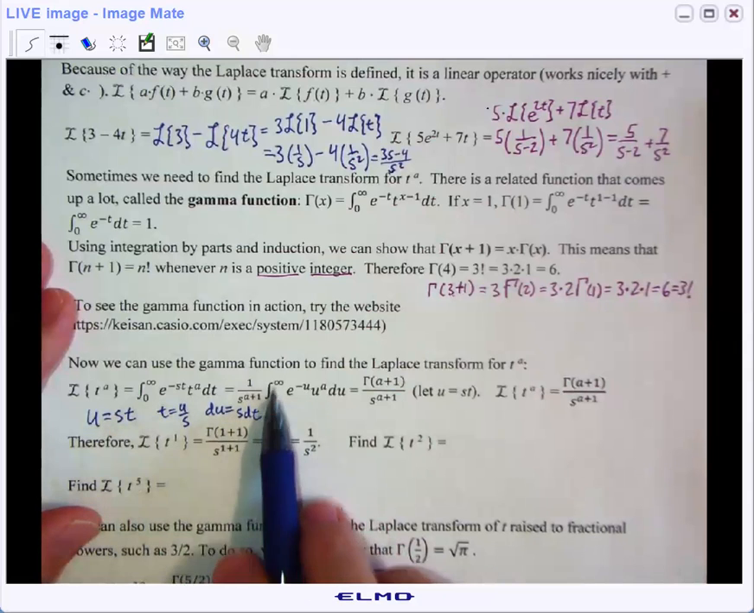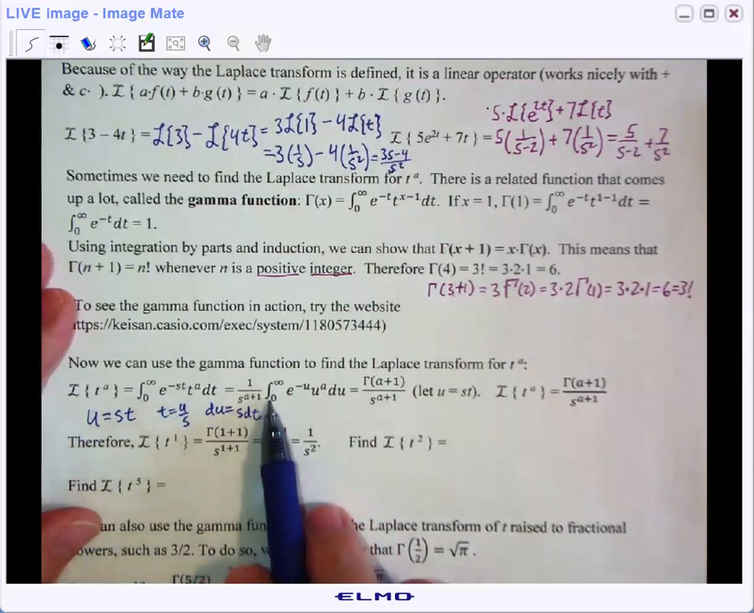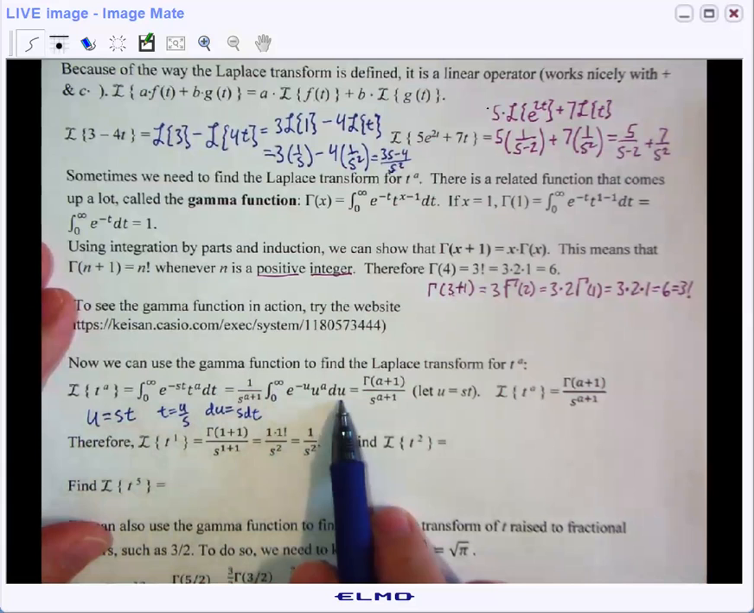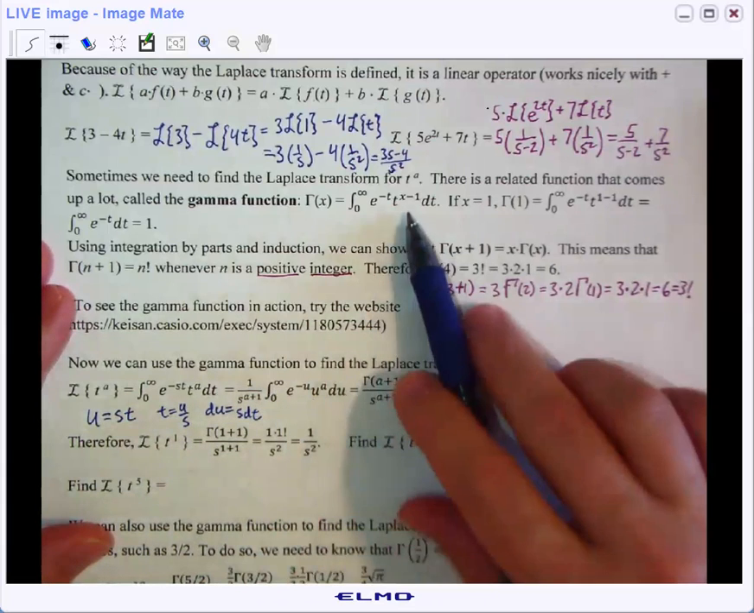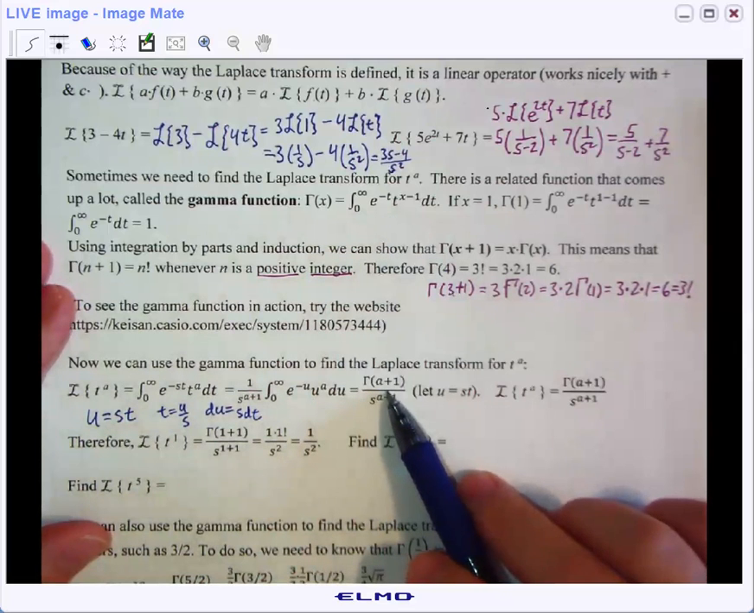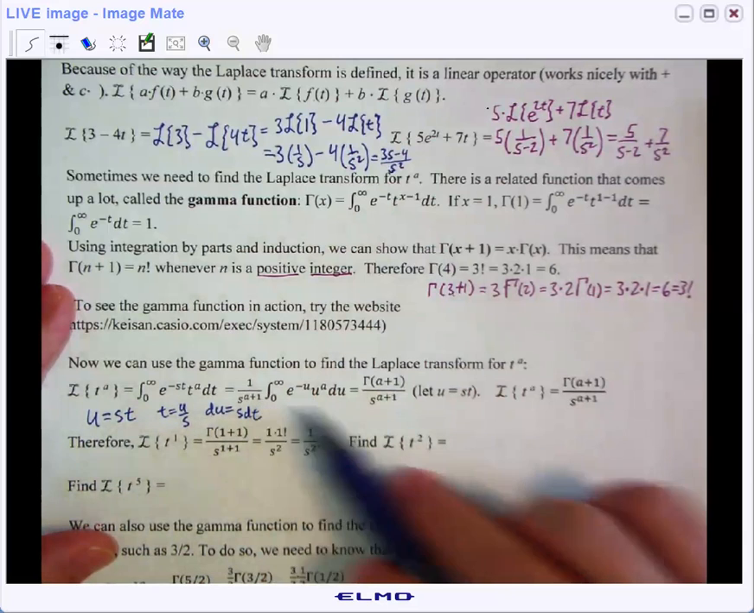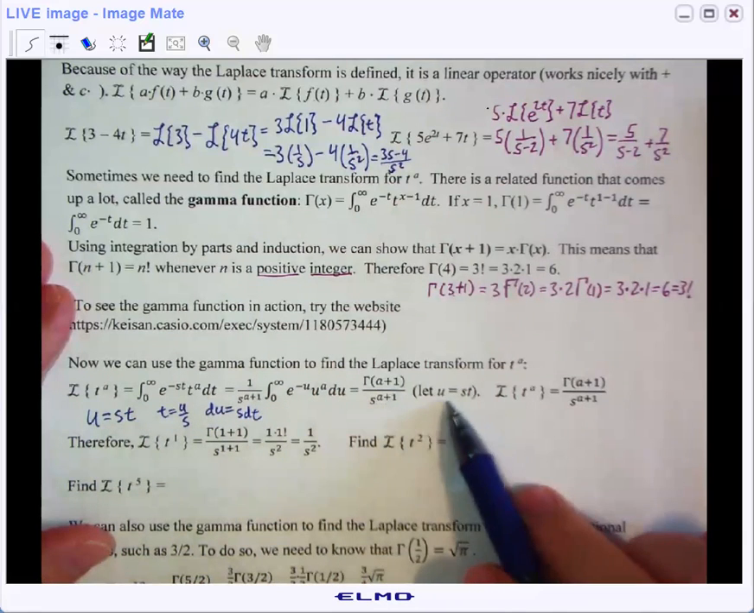We can even keep the limits because if s is a positive number, when t is 0, u will be 0. And when t is infinity, u will also be infinity. And this will turn into the gamma function. So this will be the gamma function of a plus 1 over s to the a plus 1 power. So there was our u substitution letting u equal st.